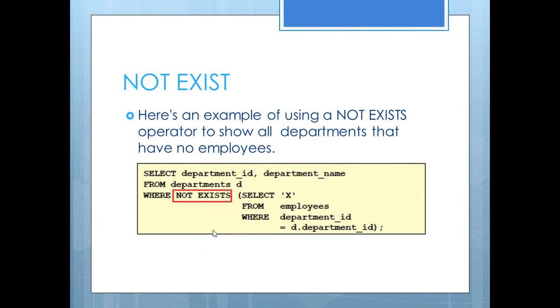Here the code is to show all departments that have no employees. So from the code we know which departments have no employees. That's why we have to use not exists.